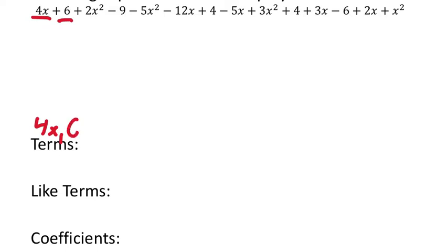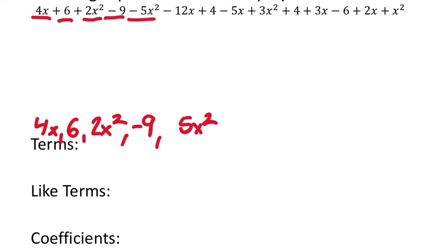Now that's positive 6 because of the plus sign to its left. And then the next term, 2x to the power of 2. Then the next term, negative 9. Now again, this is not just 9. It takes that operation to its left as its sign. Since it's minus, it becomes a negative 9. Then we have, again, not just 5x to the power of 2, but it's a negative 5x to the power of 2.